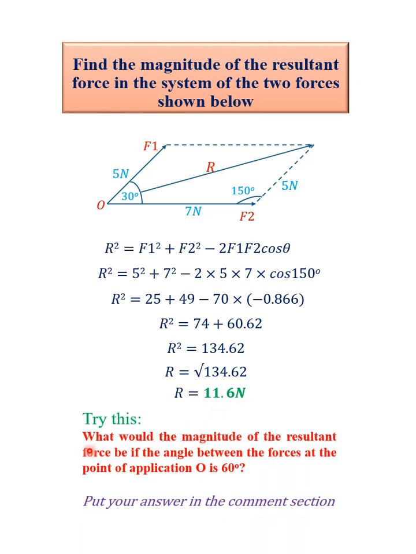Please try this. What would the magnitude of the resultant force be if the angle between the forces at point of application O is 60 degrees? The question is saying, what if this angle is 60 degrees? What will be the resultant force?